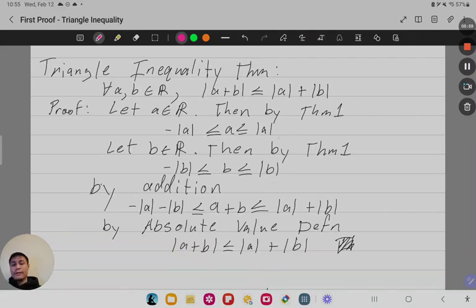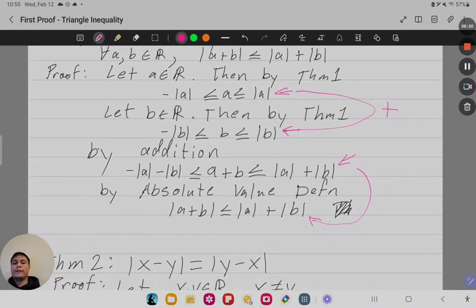Now, if we add these two inequalities together, we're going to get this bigger inequality, which, if we reverse and flip the absolute value definition, we're going to get this inequality, which is actually the triangle inequality.